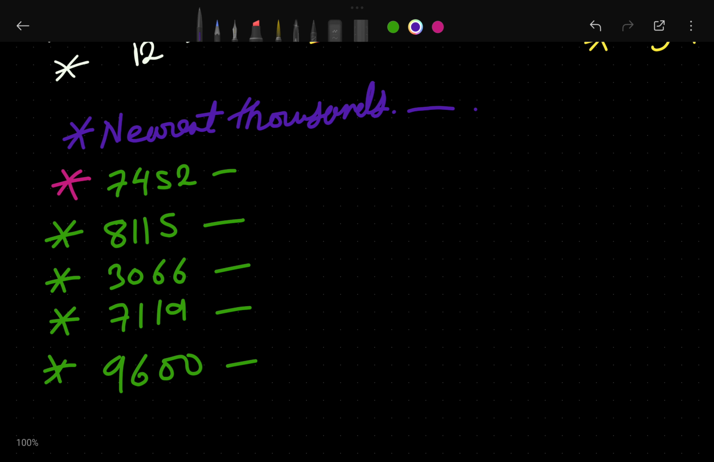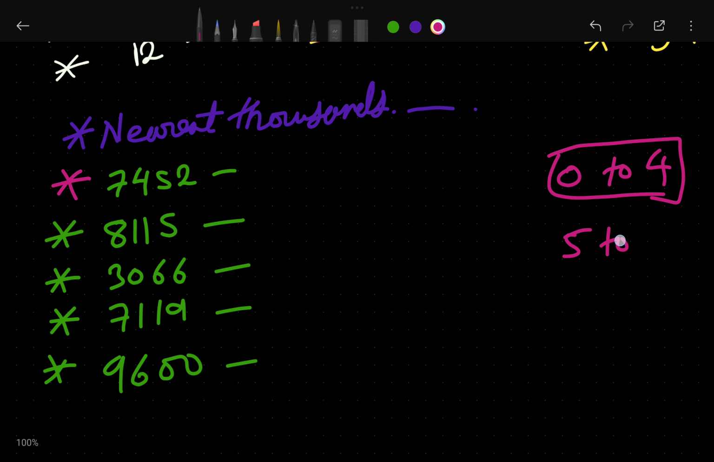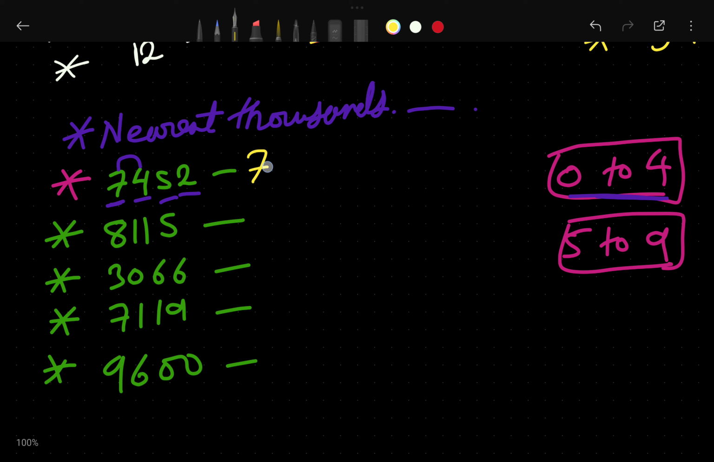So we already know if it is from 0 to 4, then what we have to put? We have to put 0. If it is from 5 to 9, we have to add one. So here we have to look at the 1000 place: ones, tens, hundreds, thousands. 7 is the 1000, but we don't look at the 7; we look at the digit next to it, which is 4. Then it becomes 0. If it is from 0 to 4, then all the following numbers will become 0. So we write the 7 as it is, then whatever numbers follow, we put 0 0.